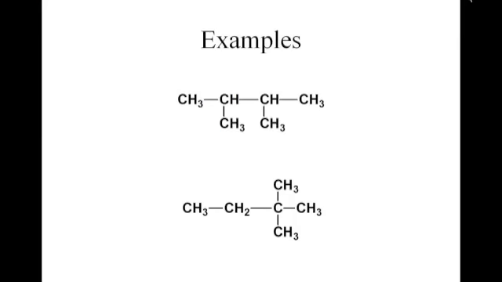Let's work a few examples so you guys can get the hang of it. Let's look at these molecules here. And remember, the first step is to identify the longest continuous chain of carbons. In both of these molecules, that longest continuous chain is 4 carbons long. So each of these would be a butane.